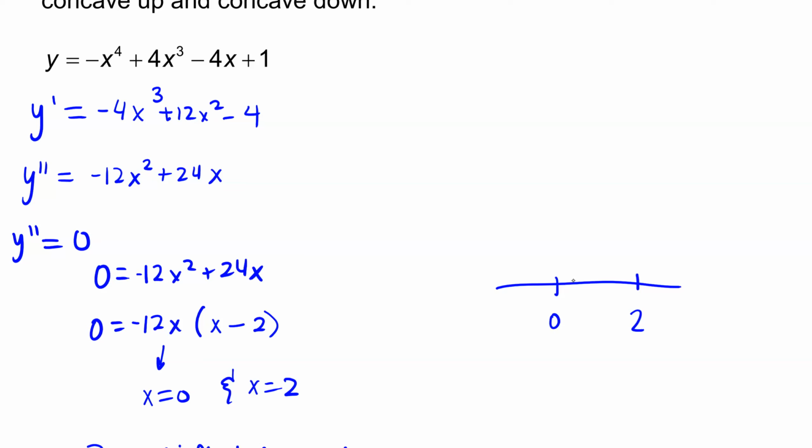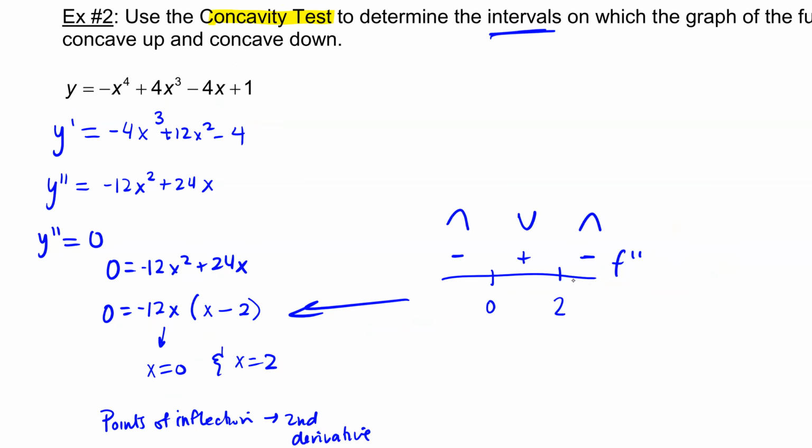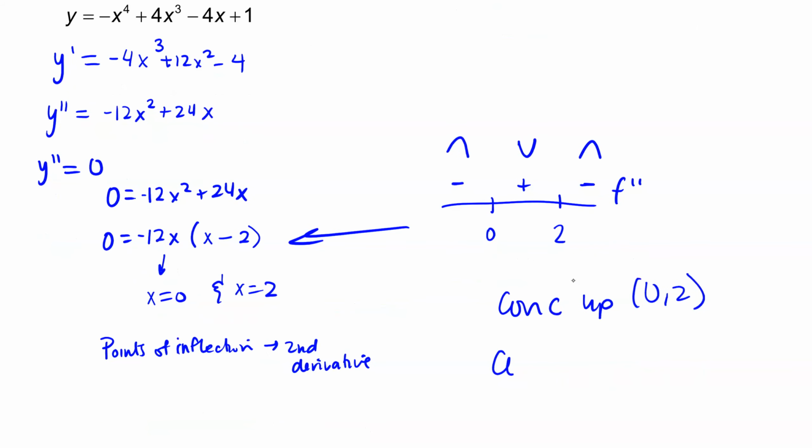So if I put in a number less than 0 into my second derivative, I get negative, then positive, then negative. I don't need to write them, but I could. Negative means concave down, positive means concave up. These U-shapes are the symbols for concavity. What we're trying to find are the intervals where we're concave up and down. So we're concave up from 0 to 2 and concave down everywhere else.